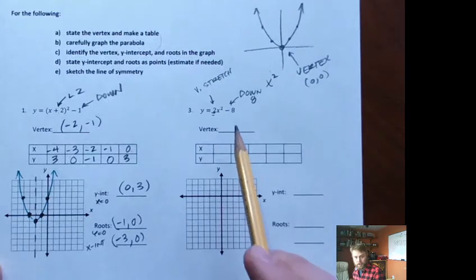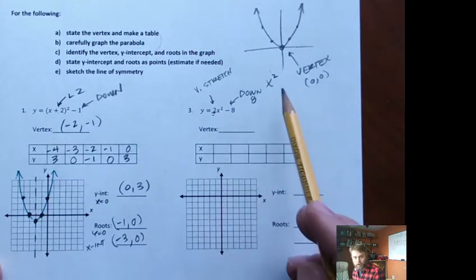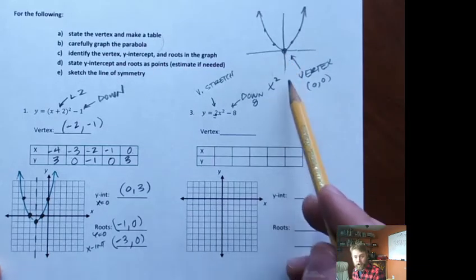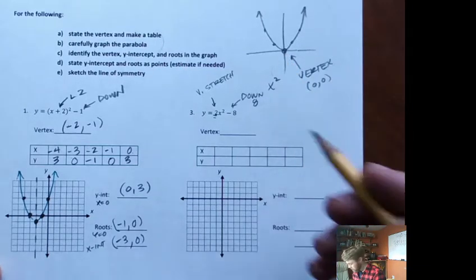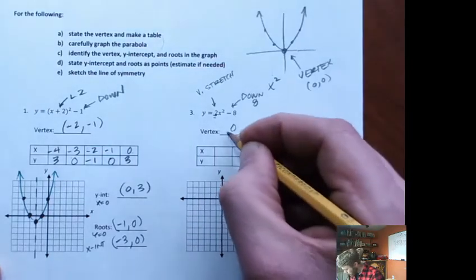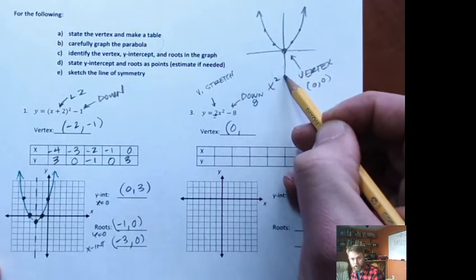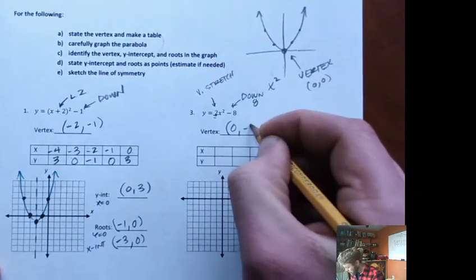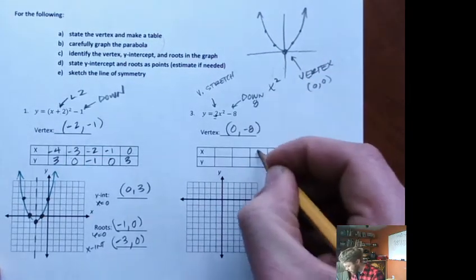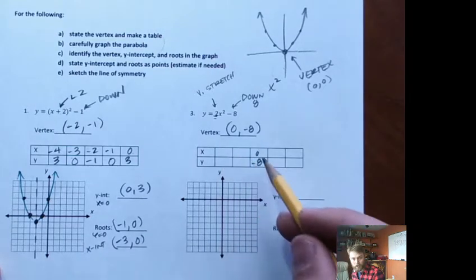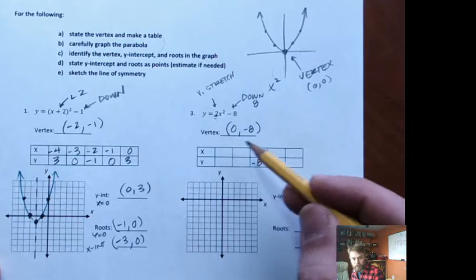And down 8 is the only thing that matters for finding this vertex. So back to the parent graph here. Down 8 would be negative 8. I'll put that in the middle. 0 for x, because it didn't move left or right at all. It just moved down 8. And I'm going to put that in the middle of the table here. Don't start it there. Put it in the middle. And then we'll count to either side.